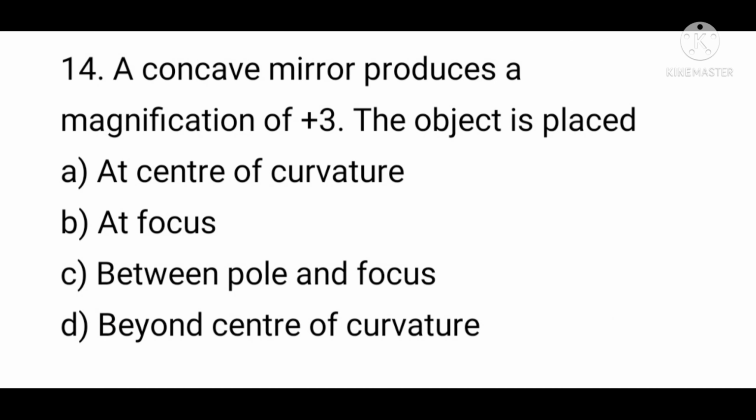Question number 14. A concave mirror produces a magnification of +3. The object is placed option A at center of curvature, B at focus, C between pole and focus, D beyond center of curvature. Correct answer is option C, between pole and focus.